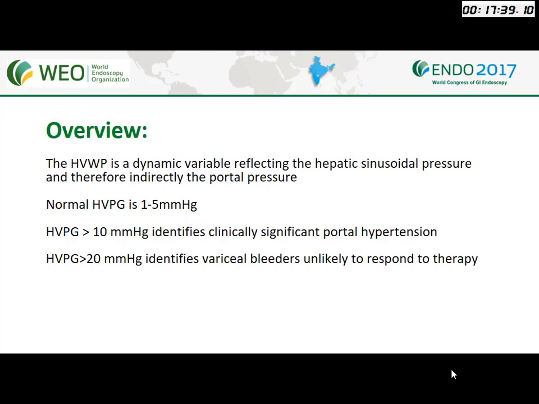Currently, if you do a FibroScan and you find the F, which is normally not more than 4 to 5, if the F, fibrosis, is 19 and more, you expect varices. Sometimes F reaches up to 75, by the way, for the scale.